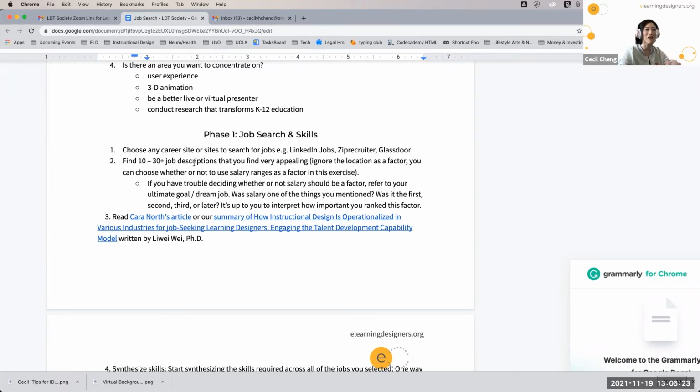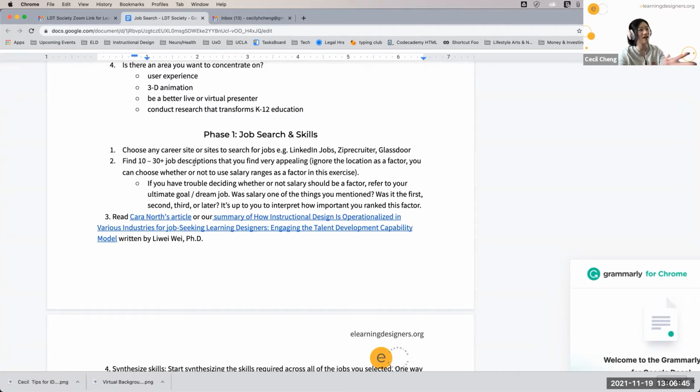And if you're wondering whether or not you should use it, I would suggest that you go back to when you wrote about your ultimate dream job or goal. Was money in the top 3 that you named? If so, then maybe it's more important. But if it wasn't, then maybe you don't want to use that for this part of the exercise. So that's my suggestion with that.